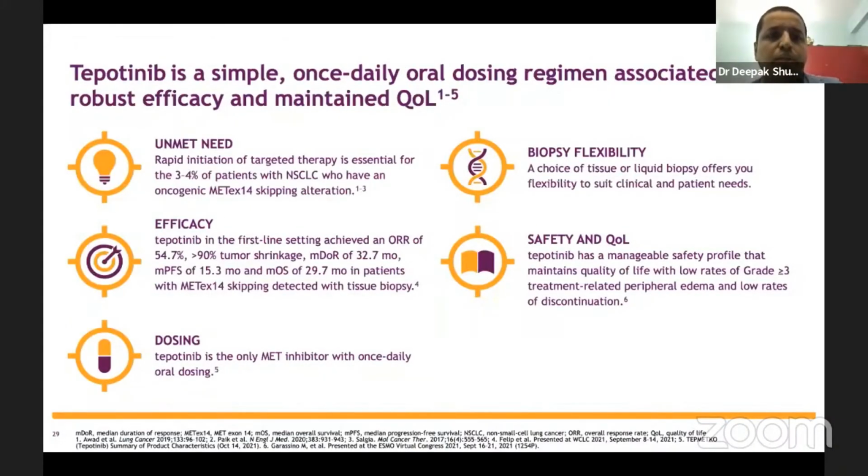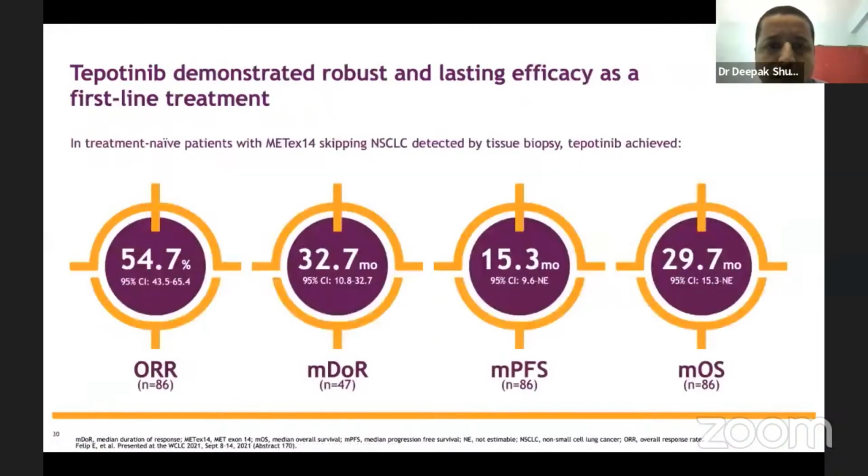So tepotinib with simple once daily dosing is one of the drugs which we can use in these 3 to 4% of patients who otherwise have poorer prognosis, which will lead to the efficacy endpoints as discussed. And also we now have data based on VISION that we can very confidently give it based on either tissue or liquid biopsy, knowing that the safety is good and also the quality of life is maintained.